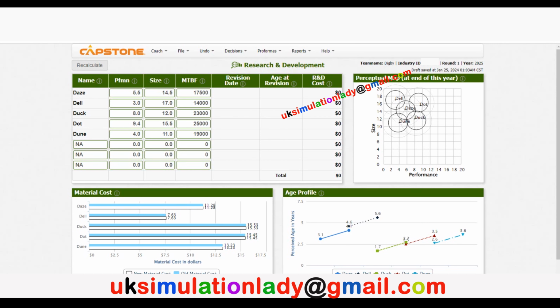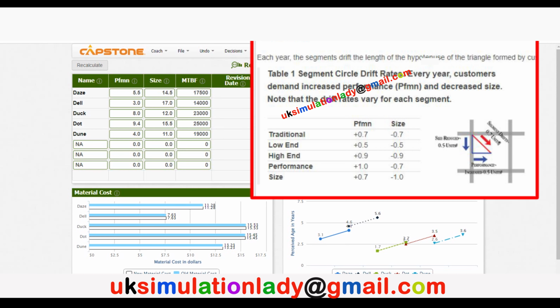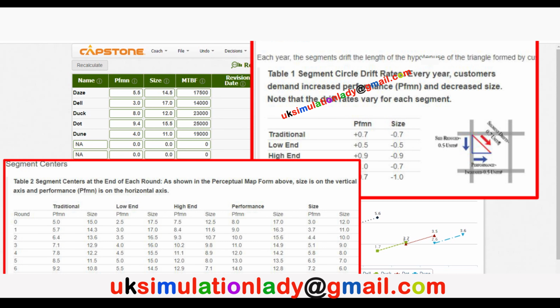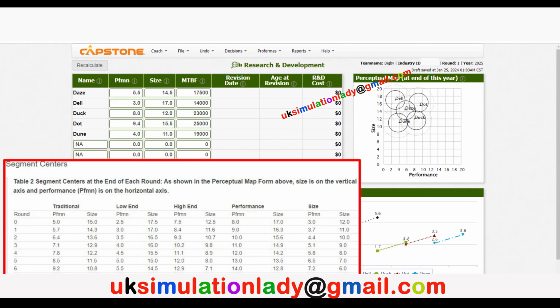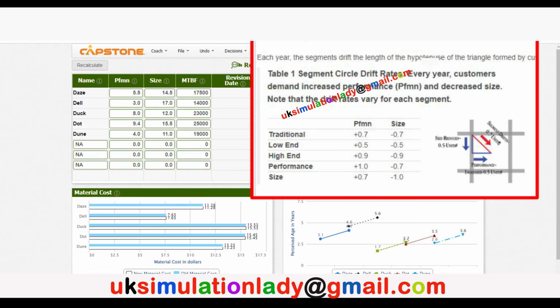It provides 2 key pieces of information: drift rates and segment centers. As you can see, we have segment centers for rounds 0 through 8. We'd also have drift rates. Drifts are the distances from segment centers caused by customers' growing desire for higher performing and smaller sensors. Each Capsim segment's customers have different levels of desire, which is why drifts vary across segments.